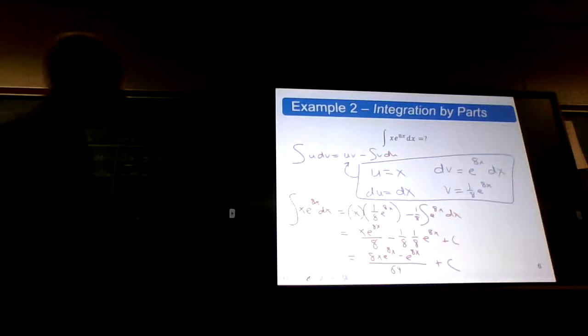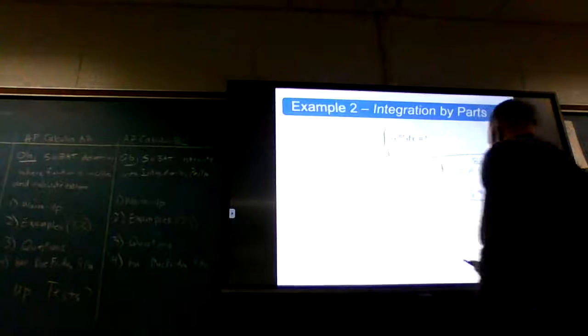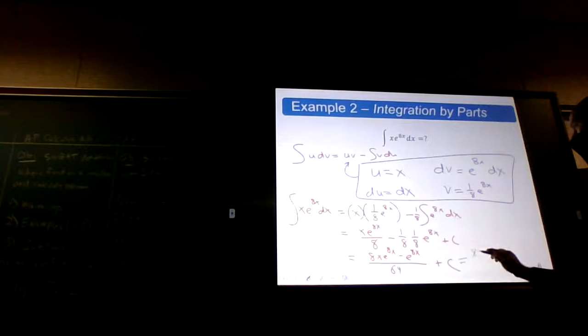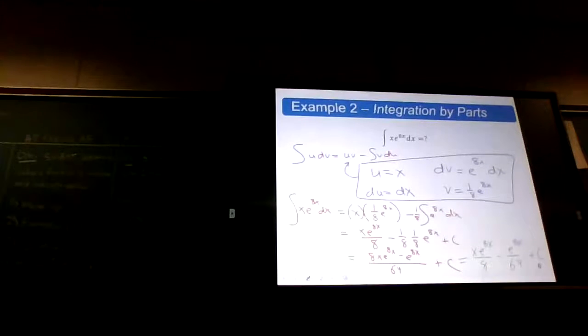It certainly wouldn't be wrong to write it another way: x e to the 8x over 8 minus e to the 8x over 64 plus c. Either one. How do you check it? Let's check it, okay? Let's start with the easy part. First of all, the derivative of c is 0, right? What's the derivative of that going to be? Well, it'll be negative e to the 8x over 64, but then I have to multiply by 8, right? Okay, good. So that's that part.